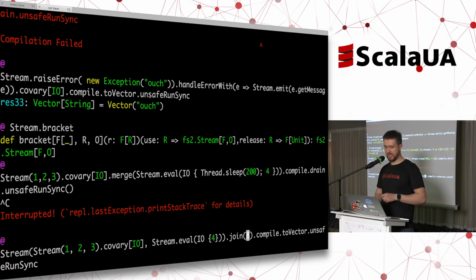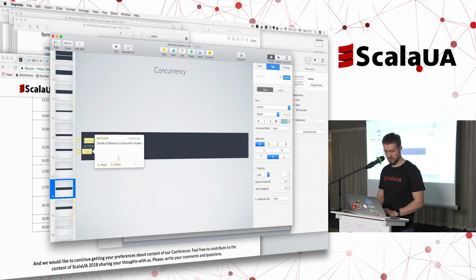You just define a stream of streams basically and say that I would like to evaluate that amount of streams concurrently, and you put here the value which is most probably supposed to be the number of CPUs on your machine.